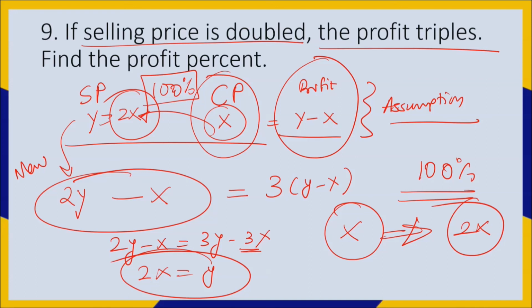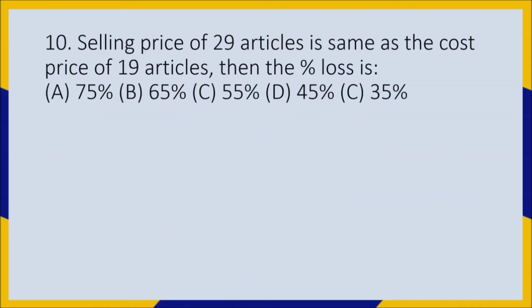Okay, let's talk about last question for the day. It says selling price of 29 articles. So 29 article का SP. याद करें, ये सवाल हम आगे देख चुके थे, ऐसा ही सवाल था. 29 SP is equal to 19 article का cost price. ठीक है, find out the loss percentage.